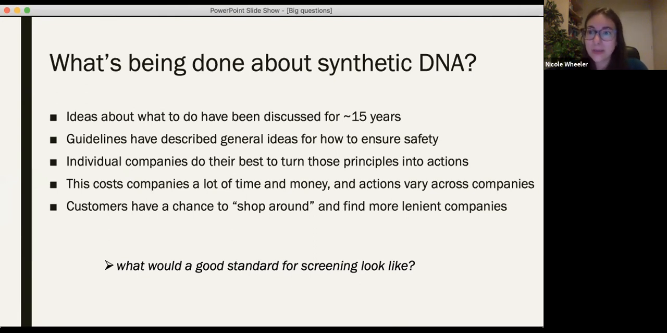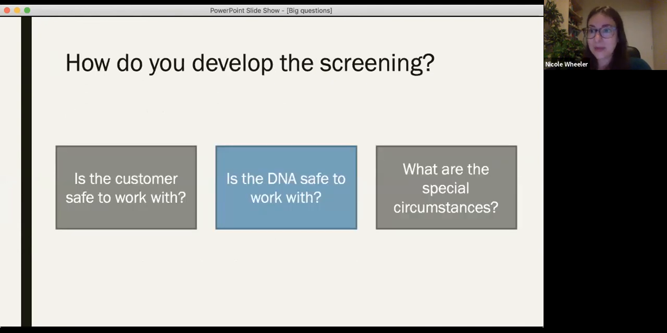So one of the things I'm thinking about is, what would a good standard for screening of orders in this industry look like? So the things you'd want to ask is, is the customer who's ordering the DNA safe to work with? Could they potentially have nefarious intents? Do they know how to work with DNA? Do they have a safe laboratory? Things like that. You also want to know whether the DNA is safe to work with.